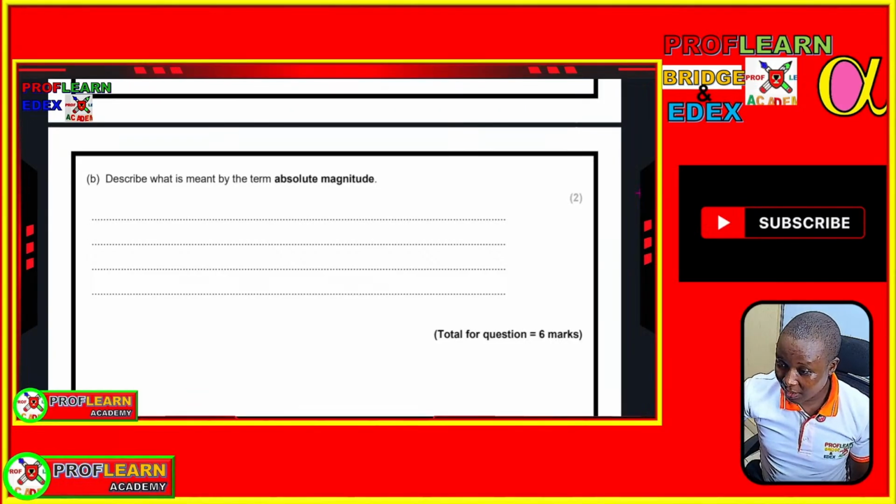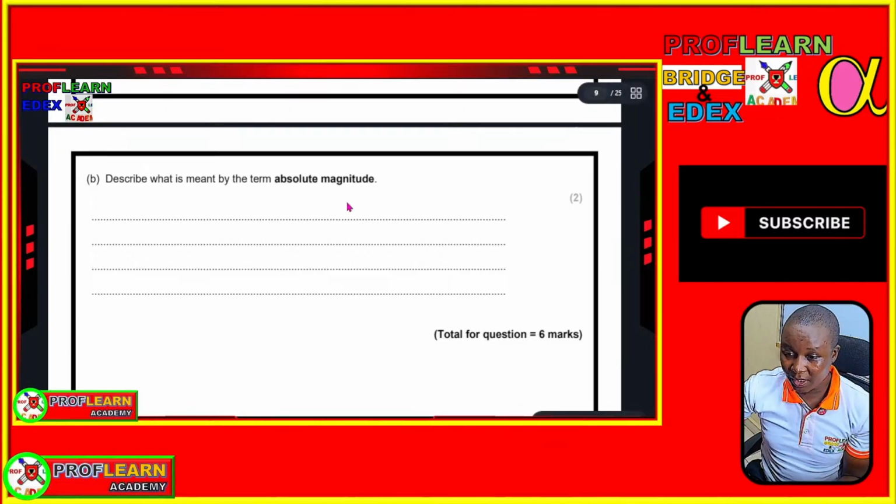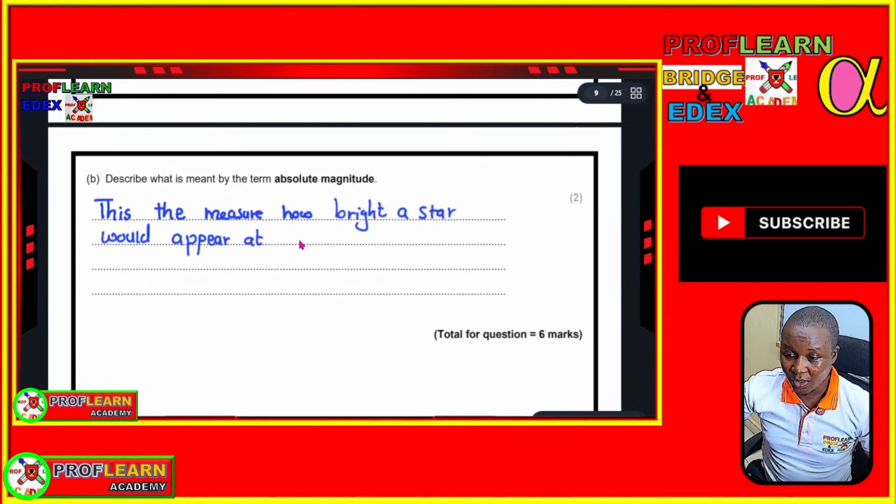So first, let's write down. I think I went out of the area that we are focusing on, but I'm very sure questions will be asked around there. So you need to understand different stages of stars and how they differ, so that you can be able to earn all your marks.